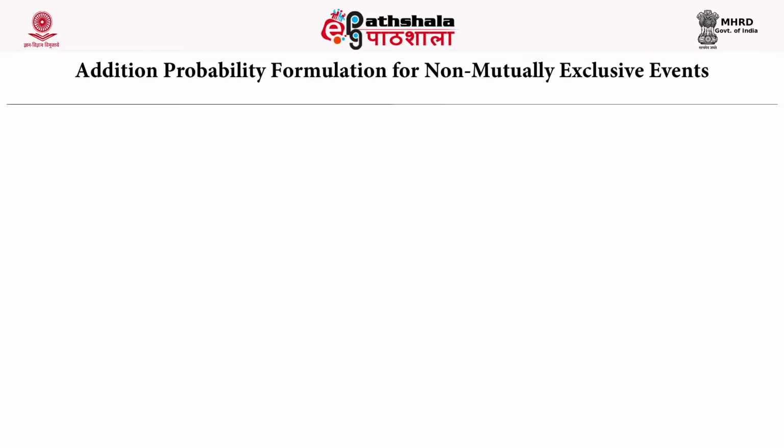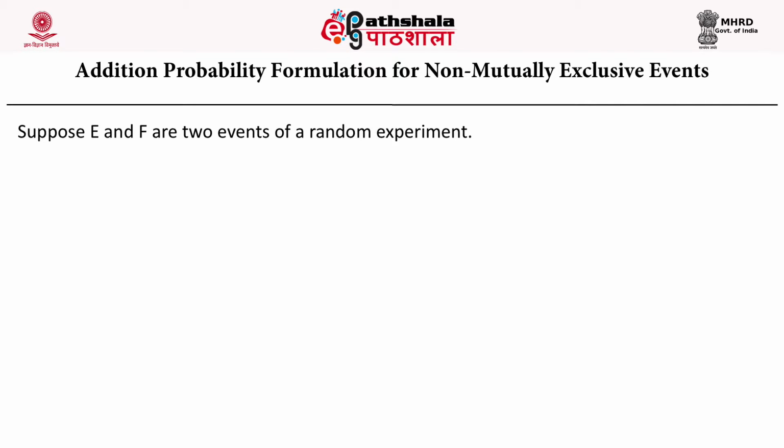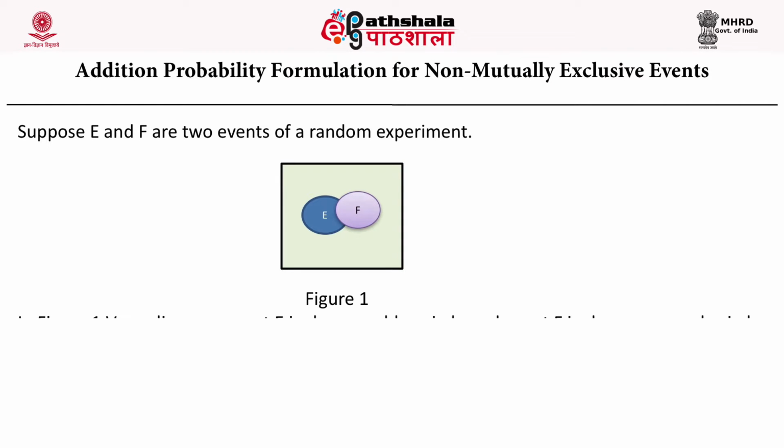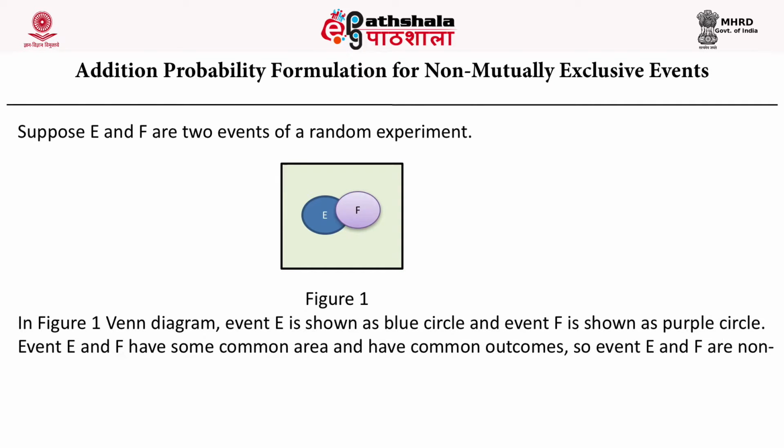So starting with the graphic representation of Venn diagram for non-mutually exclusive events under addition probability formulation. Suppose E and F are two events of a random experiment. From figure 1 of the Venn diagram, event E is shown in a blue circle, and event F is shown in a yellow circle. Events E and F have a common area and have common outcomes. So events E and F are non-mutually exclusive events.